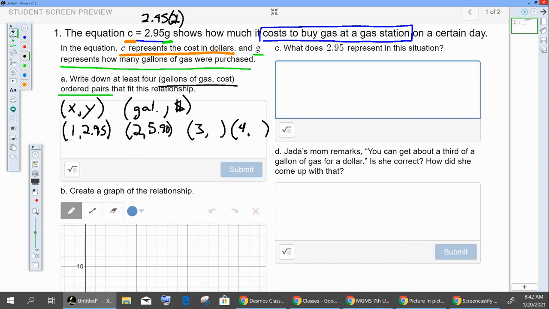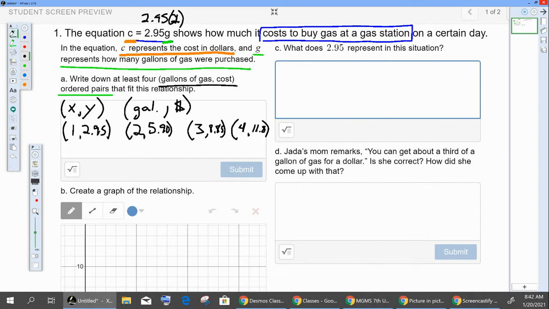And then I do the same thing for 3 and 4. I plug in, if I bought 3 gallons of gas, G is 2.95 times 3. So that's like $9 less 15 cents. So $8.85. And then finally, 4 gallons is twice as much as 2 gallons. So I know it's $11.80 for 4 gallons. So those are my 4 ordered pairs.